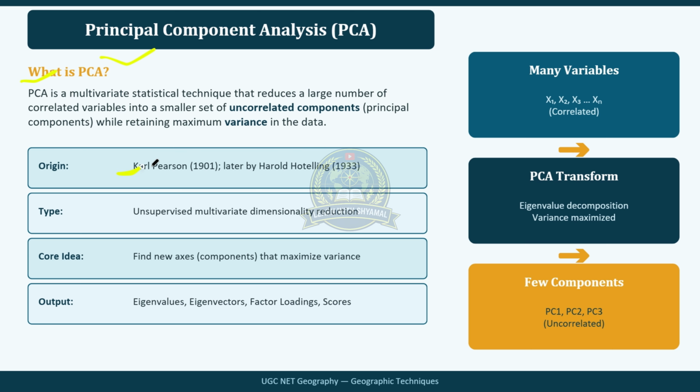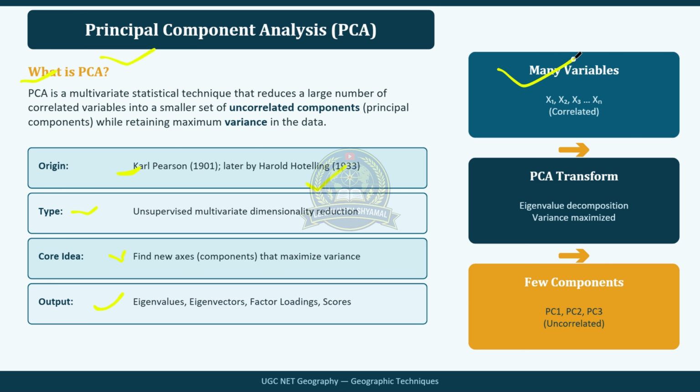Origin: Karl Pearson in 1901 and later Harold Hotelling in 1933. Type: unsupervised multivariate dimensionality reduction. Core idea: find new axes components that maximize variance. Output: eigenvalues, eigenvectors, factor loadings and scores.